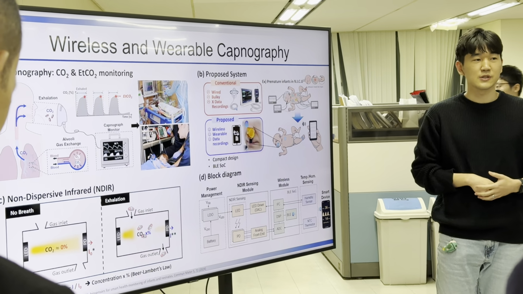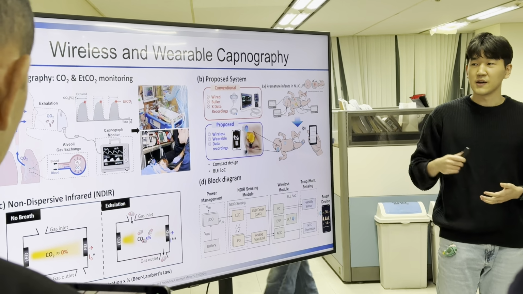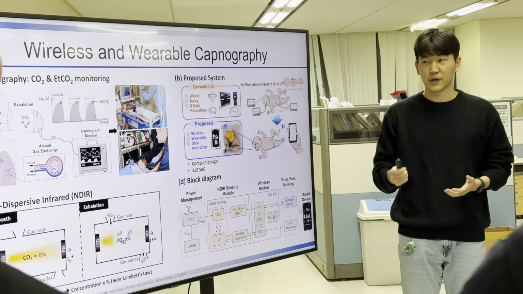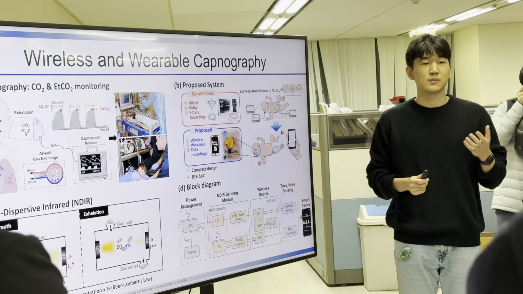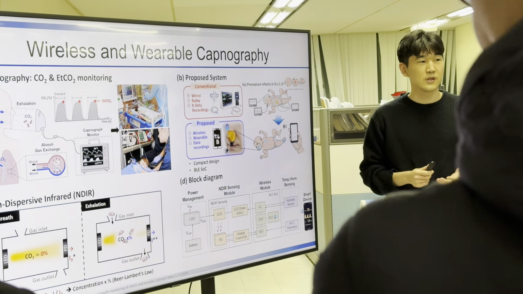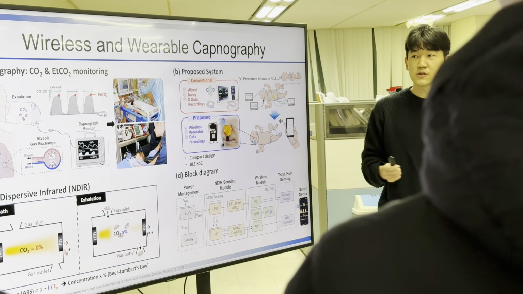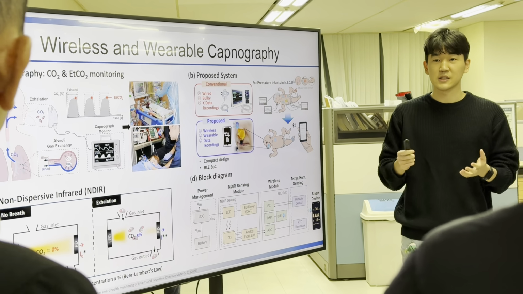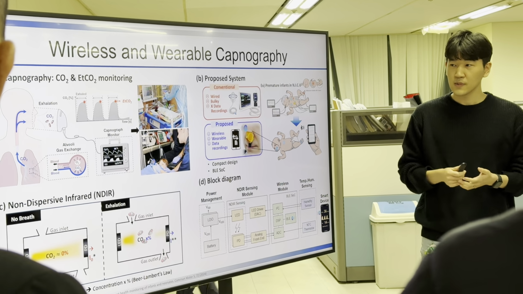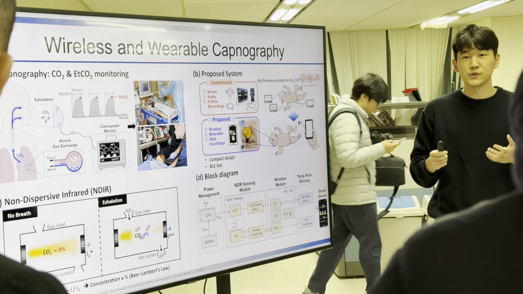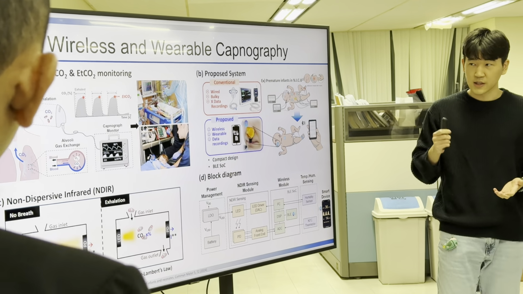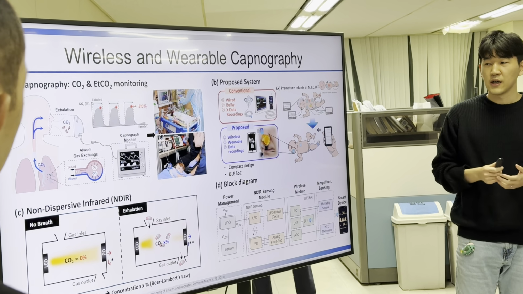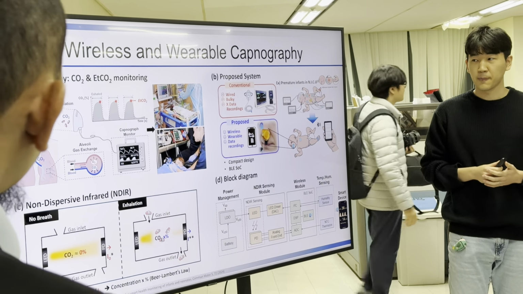First of all, let me introduce what a capnography system is. Capnography is a system that measures CO2 concentration in human breath. Specifically, we are trying to measure the end-tidal CO2, called EtCO2. This concentration is the maximum CO2 concentration that occurs at the end of the exhalation. This system is widely used in clinical settings, in intensive care units and emergency facilities, for spontaneous breath monitoring.